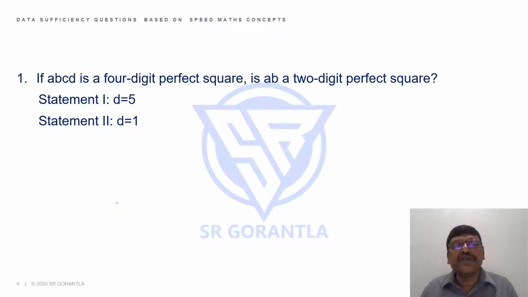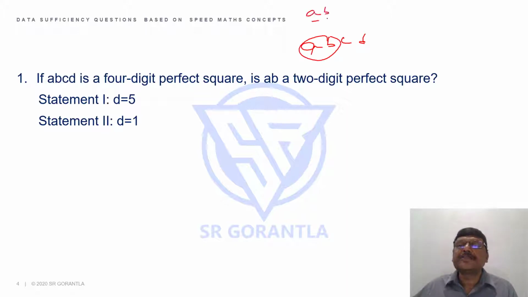If ABCD is a 4-digit perfect square, is AB a 2-digit perfect square is my question. Statement 1, D is 5. Statement 2, D is 1. Yes, students. If ABCD is a 4-digit perfect square, I am asking you, is AB a perfect square or not? How do we know? You need some information about the numbers.